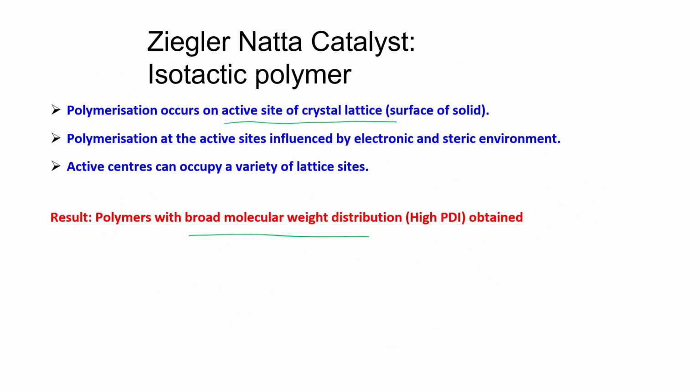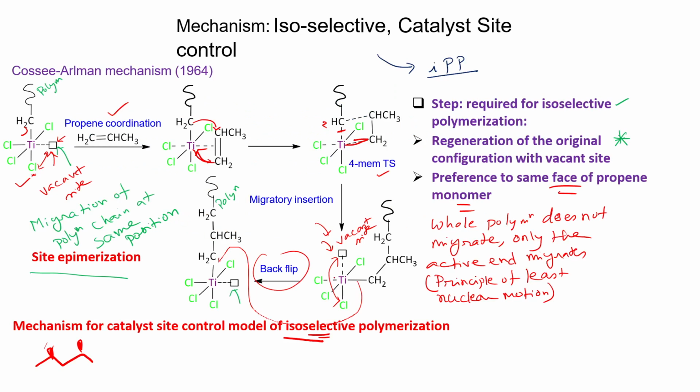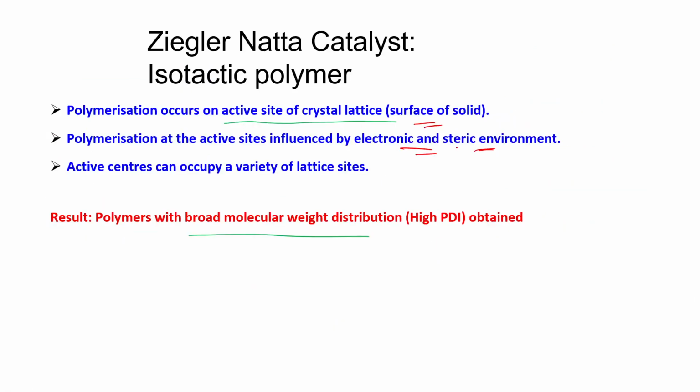Polymerization obviously occurs at the active side, on the surface. So it is a heterogeneous reaction, not homogeneous. Only on the surface is the reaction happening. The polymerization at the active site is influenced by the electronic and steric environment. Obviously, this flip can also be controlled sometimes by the steric environment, and isotactic or syndiotactic also depends on this four-membered ring. When you have this four-membered ring, you have this kind of interaction, so sometimes it is also responsible for this flip to happen. So the steric environment and the electronics are both very important for dictating these stereocenters.